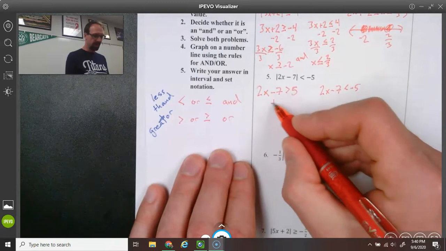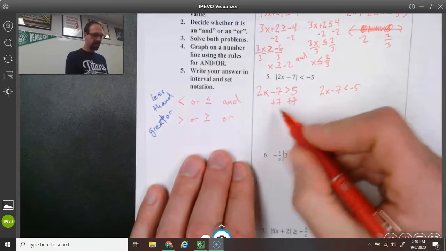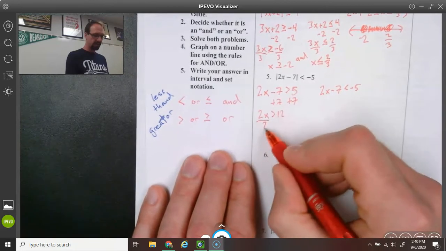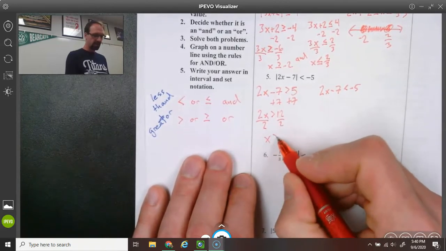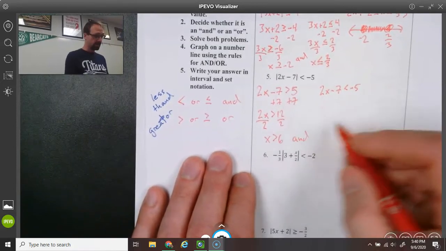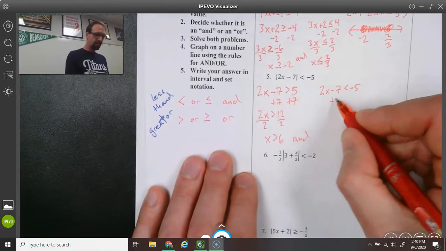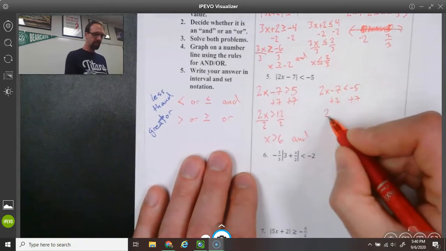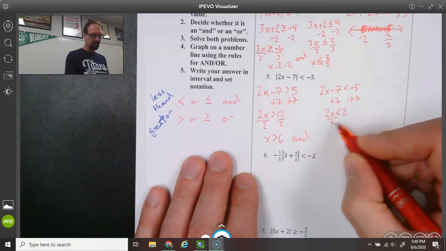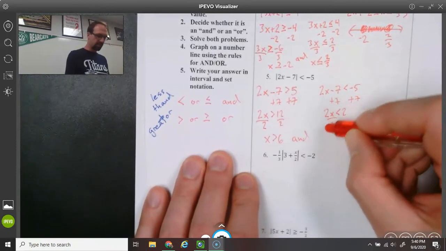So let's see. If I add 7 on both sides here, I get 2x is greater than 12, divide by 2, and I get x is greater than 6, and, now remember, this is an and. Let's see, add 7 on both sides. 2x is less than 2, so I get x is, divide by 2 on both sides.